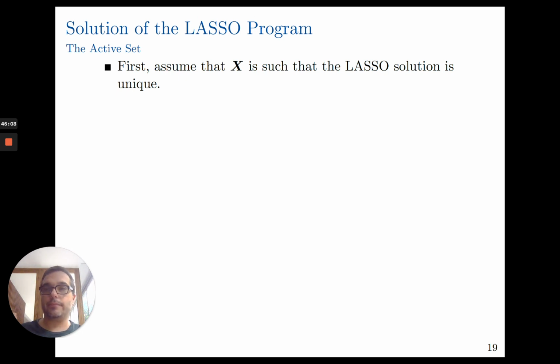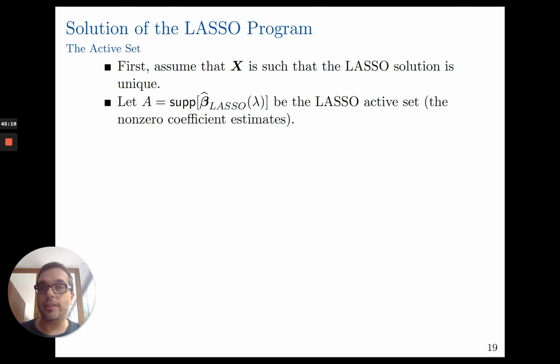So how we can look into more details of the solution of the lasso program. Let's assume first that X is such that the lasso solution is unique. Let's call A the support of the solution of the lasso. Basically, that's the active set, so the number of non-zero estimated coefficients.